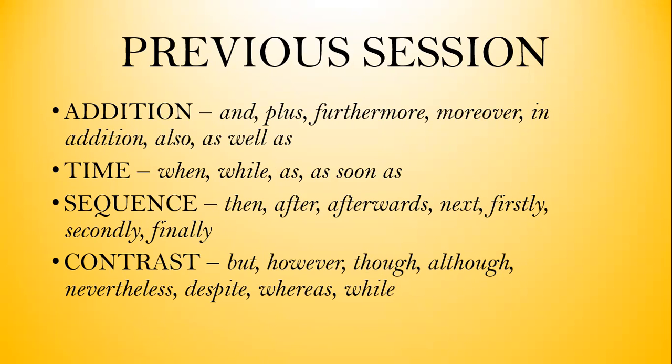Contrasting, we use when we talk in terms of contradictions, like but, however, though, although, nevertheless, despite, whereas, and while. Whereas is obviously used when we are comparing two things, like I drink tea, whereas people prefer to drink coffee. Or, I drink tea, but I don't like coffee. So these kinds of linkers, as you can see in the examples, are pretty much the same.